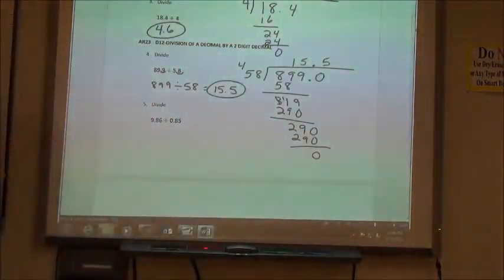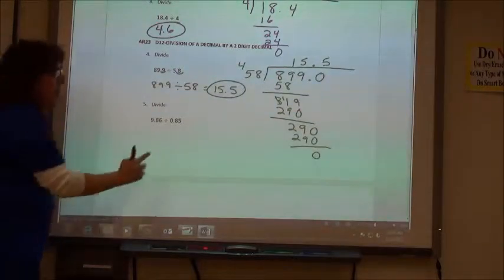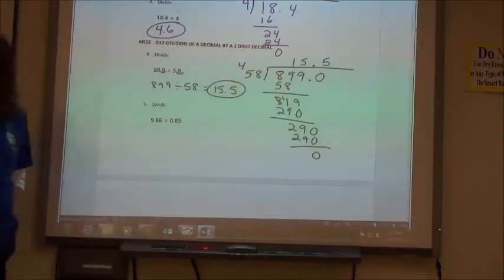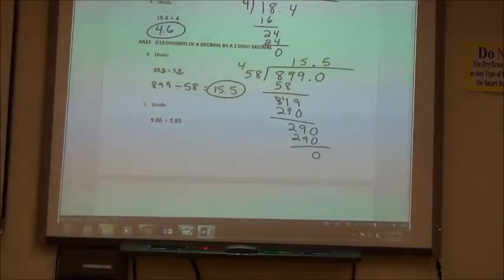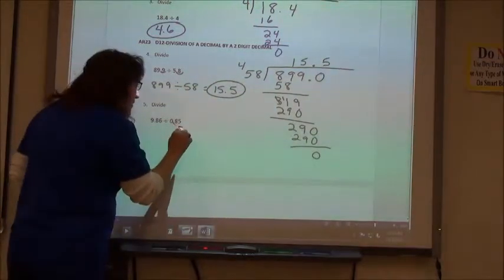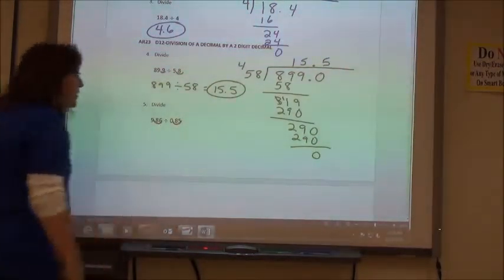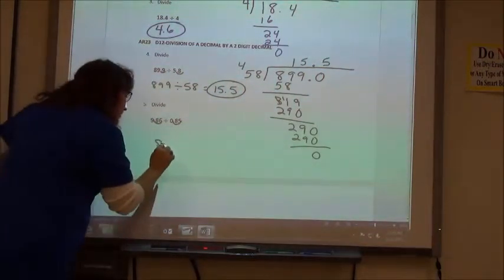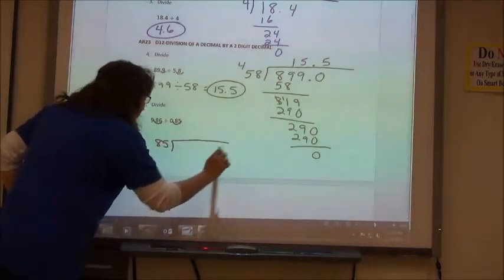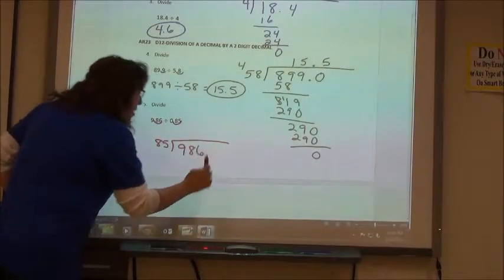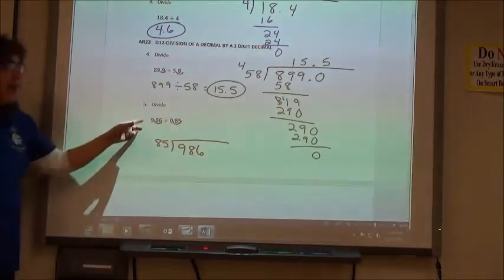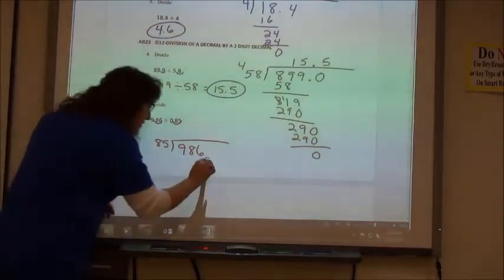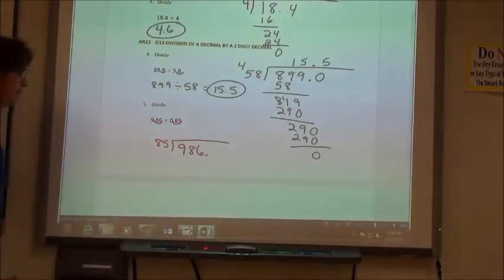So on number 5, if I want to divide 9.86 by 0.85, 85 hundredths, to make this a whole number I end up having to move my decimal 2 places over, right? 2 places here, 2 places here. It doesn't always end up that this turns into a whole number, but evidently on this one it is. So I'm going to divide 85 into 986, and that decimal is going to be right behind the 6.